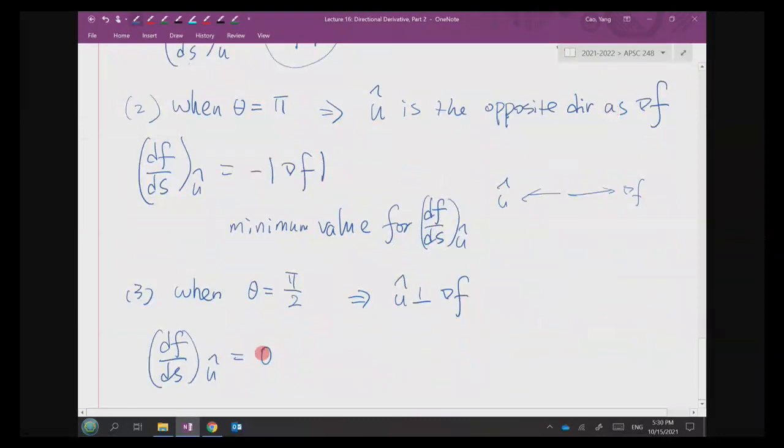So the directional derivative is 0 when you move in the direction perpendicular to the gradient vector. And I have just asked a question. When the directional derivative equals 0, that means there is no change in altitude, or in the function value f. So basically, if you are somewhere on the mountain and you don't want to climb, you don't want to go down, you just want to go around the mountain.